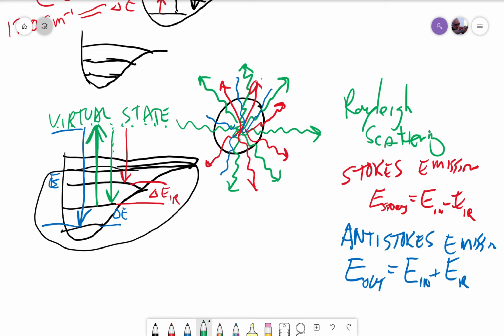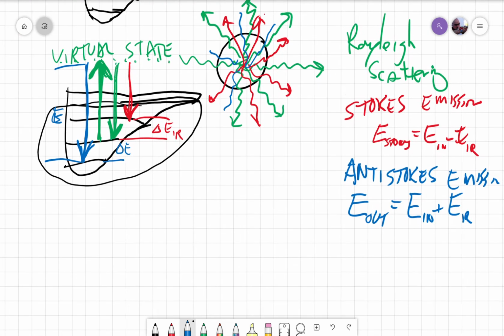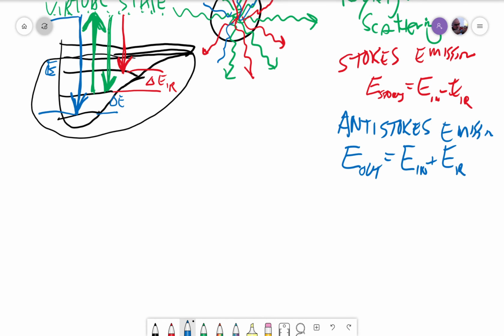The Rayleigh would be the same as the energy coming in. The Stokes energy would be decreased because it fell to a higher lying vibrational state, and so therefore is redshifted by the IR photon. The anti-Stokes energy would be increased, and therefore the emission would be blue shifted.